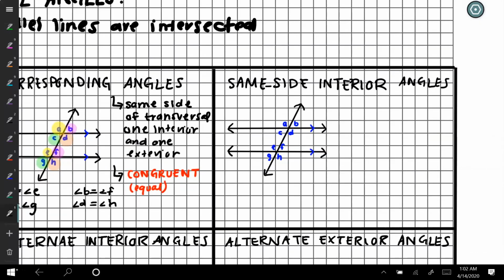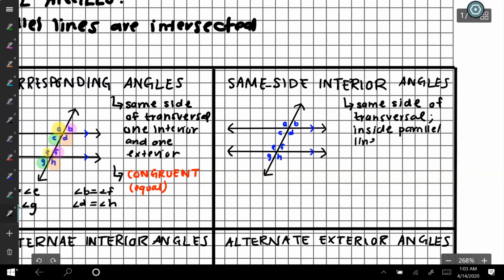Alright, so now we're going to look at our same side interior angles. And these are easy, it tells you where exactly to look. Same side of the transversal, and inside parallel lines. And same side interior angles are supplementary. I'm going to write that in blue. They are supplementary.